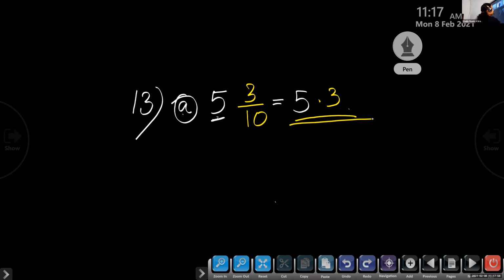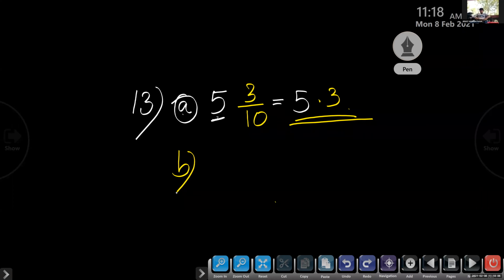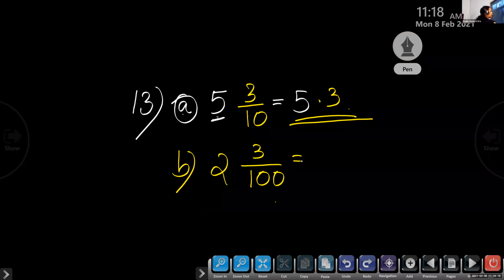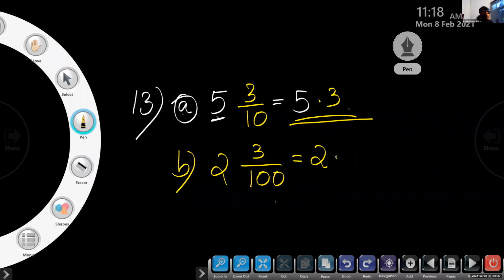Okay, children. Question number 13B. Algan, can you read question 13? Yes, Algan. 2 and 3 by 100. So 2, no problem. We will just write the number. Then what we will do? Place the decimal point.